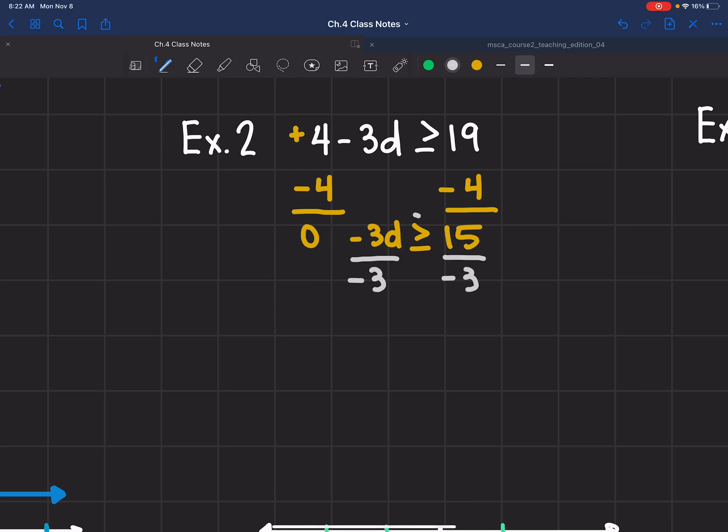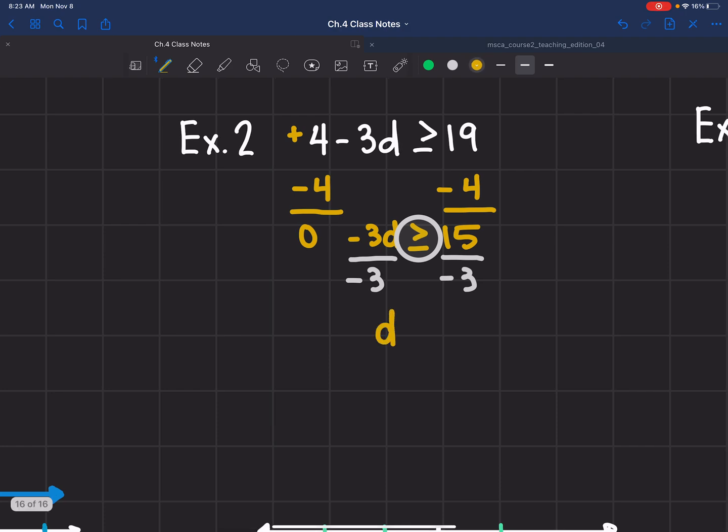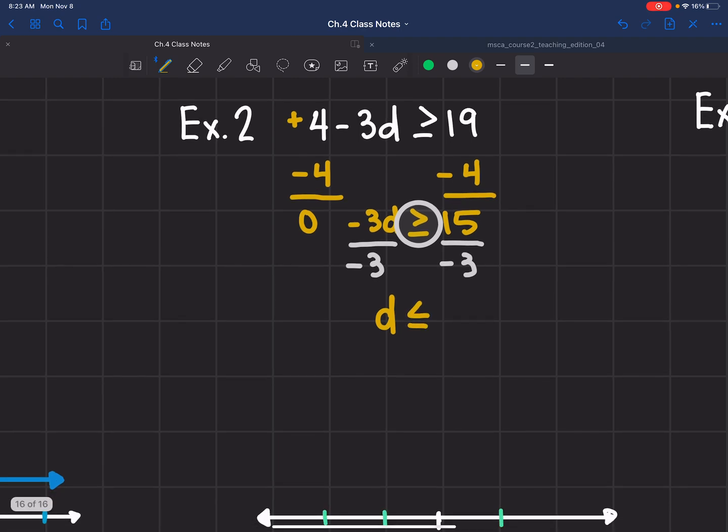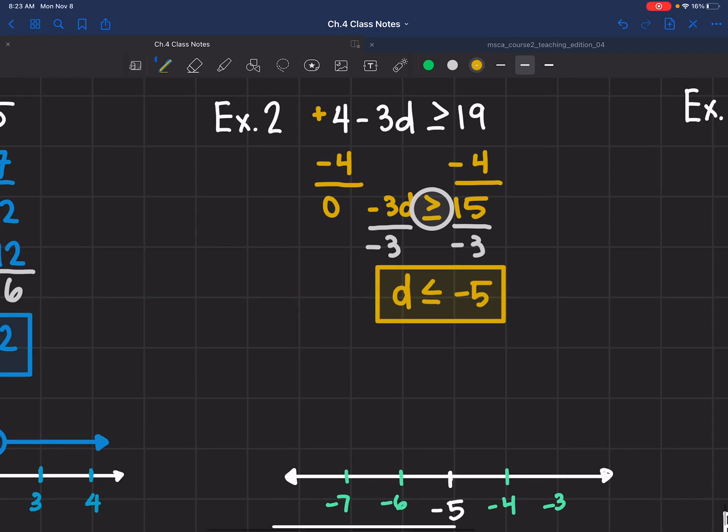So what do you do with this inequality? We have to, yeah, you guessed it. We have to reverse the inequality. We proved that the other day, why we have to reverse the symbol, or else when we test our solutions, it would not be true. So d is less than or equal to negative 5. Negative 5 is less than or equal to, shade in our circle, and it goes to the left.